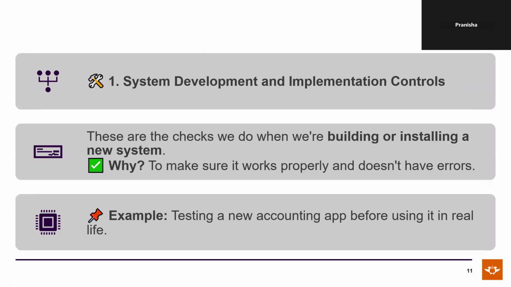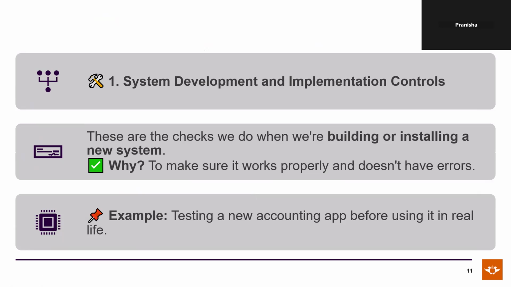Now let's just look at an example, right? As we mentioned, we could look at something like building or installing a new system, and why we need systems development controls to ensure that it works properly and there are no errors. Because the moment there are errors or the system doesn't work, it doesn't achieve the objective.